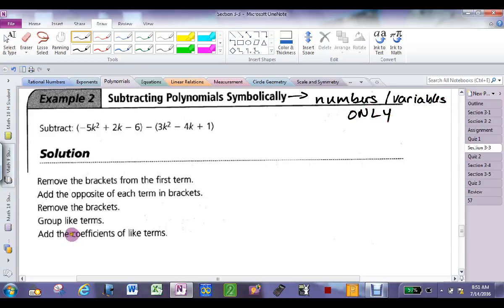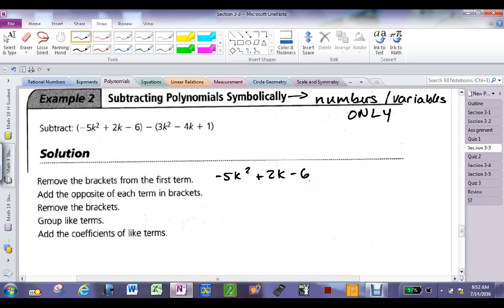And right here, I give you all the steps to subtract. I cannot stress this enough, you guys. Read them. Actually do them at the beginning, because you're gonna screw this up. Okay? So, there's what we are starting with. Step 1, remove the brackets from the first term. So I'm going to write it as negative 5k squared plus 2k minus 6.